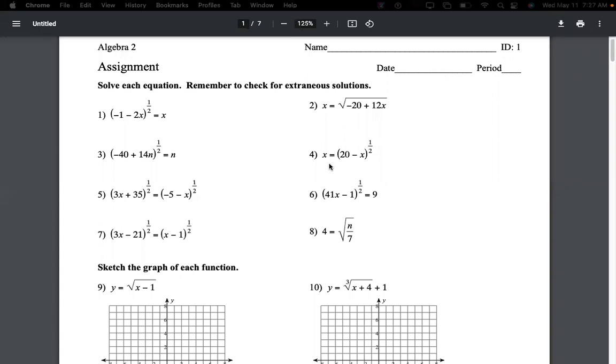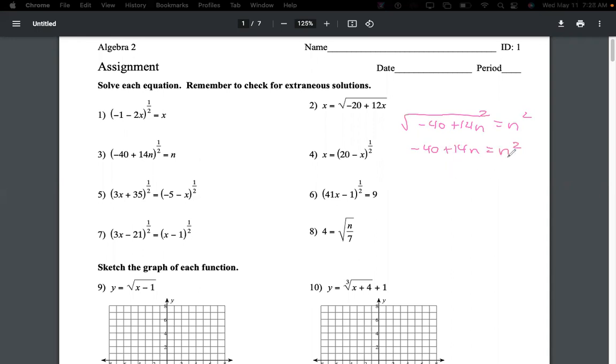All right, so on number 3, and I'm going to just write it over here, we've got the square root of negative 40 plus 14n equals n. Now I want to get rid of that square root, so I'm going to square both sides. That's going to give me negative 40 plus 14n equals n squared.